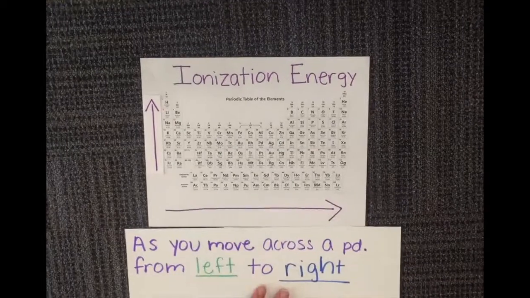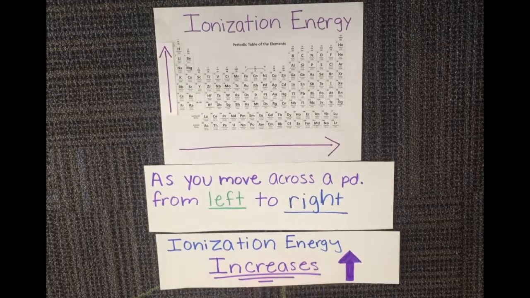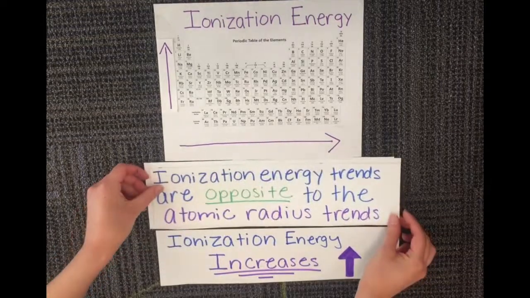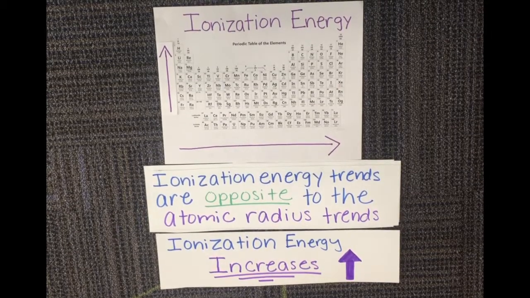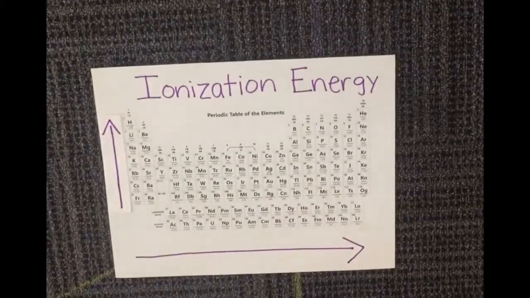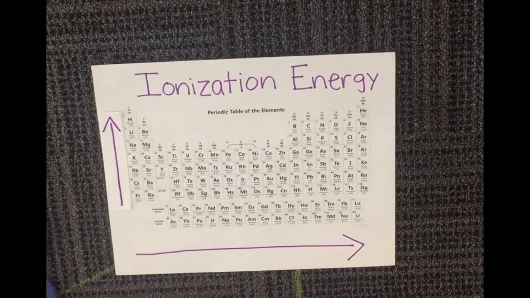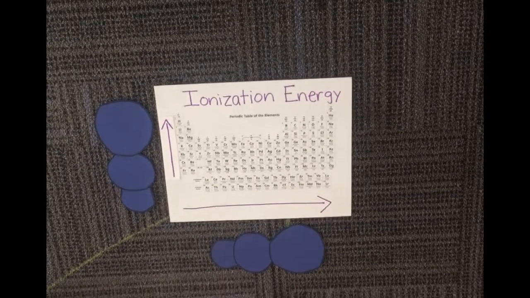As you move across a period from left to right, the ionization energy increases. And as you move up a group, the ionization energy increases. So, the ionization energy trends are opposite to the atomic radius trends. To go along with Alina's representation of periodic trends with snowmen, for ionization energy, you want to remember that the trends correlate to an upside-down snowman.